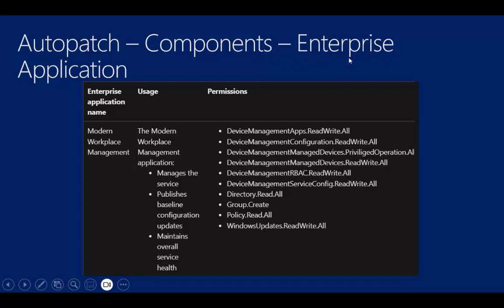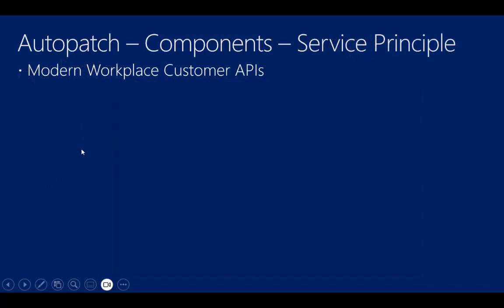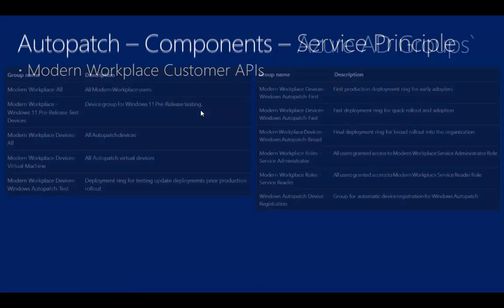So first component, we're going to add an enterprise application. That enterprise application is called Modern Workplace Management. Here's why it's used. Here's all the permissions that it has, right? So this is going to be used to interact with your Intune service, do configuration updates, etc. So that's there. We're also going to create a service principal called Modern Workspace Customer APIs. You'll see that show up in your tenant.